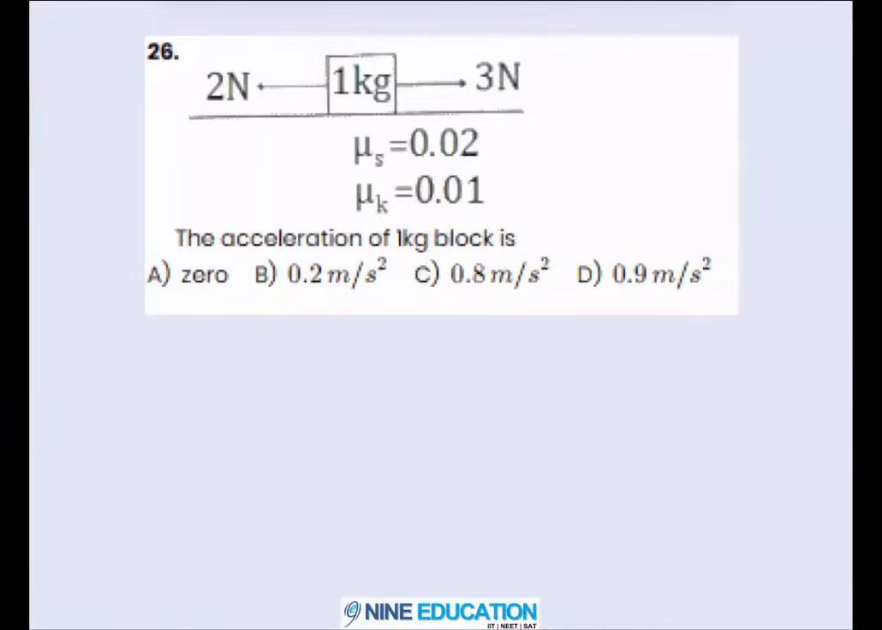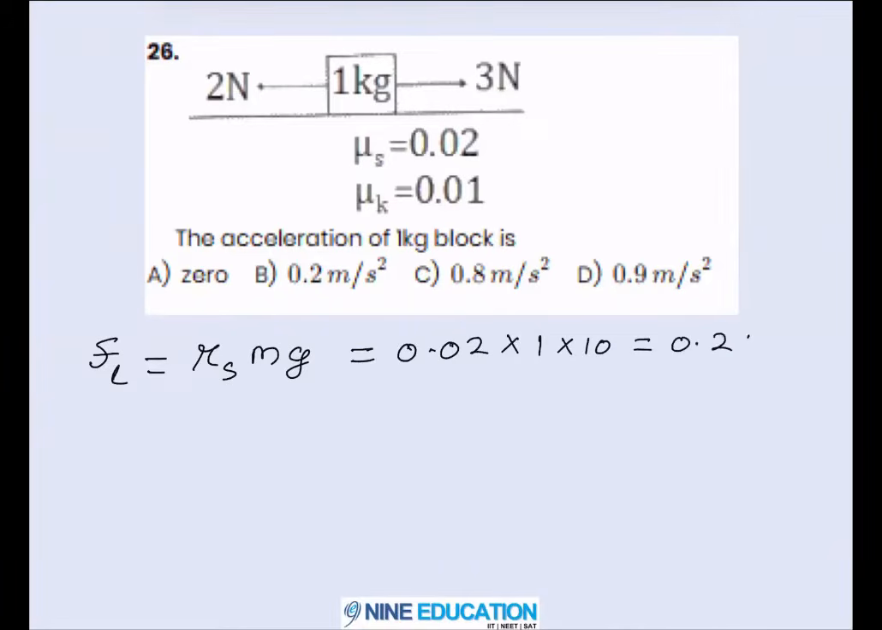Let us proceed. In this particular question, let us first calculate the limiting friction because we want to check whether the body is going to move or not. So what do you think the value of the limiting friction will be? The formula of the limiting friction is mu s into normal reaction, and the normal reaction is mass into gravity, its own weight. So what is mu s? Mu s is 0.02 into mass, about 1 kg, into 10, which is about 0.2 Newton.